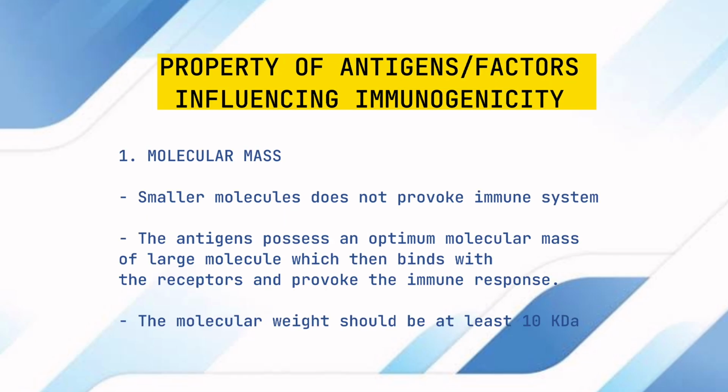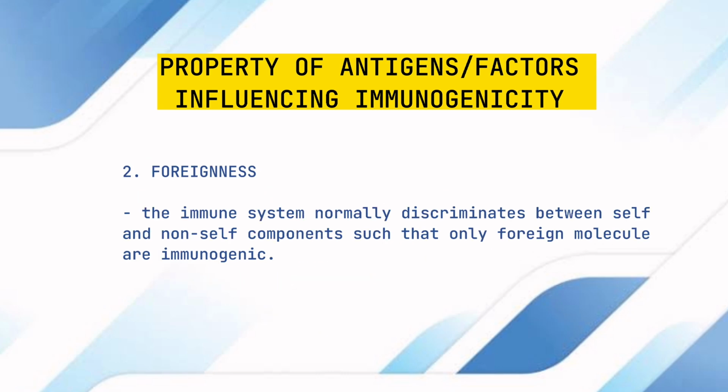Property of antigens or factors influencing immunogenicity. 1. Molecular mass. Smaller molecules do not provoke the immune system. The antigens possess an optimum molecular mass of large molecule, which then binds with the receptors and provokes the immune response. The molecular weight should be at least 10 kilodalton. 2. Foreignness. The immune system normally discriminates between self and non-self components such that only foreign molecules are immunogenic.